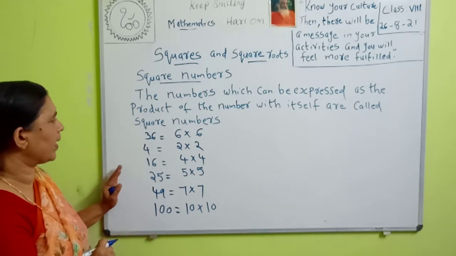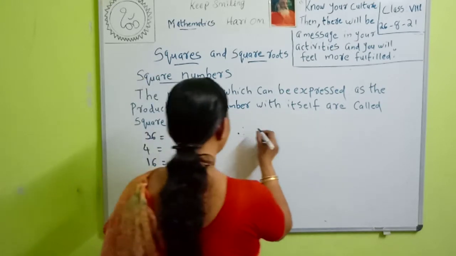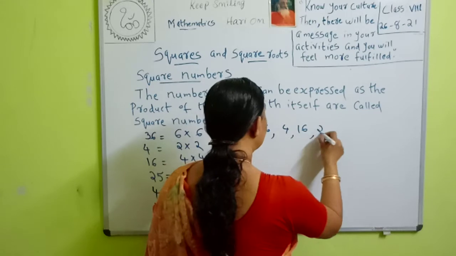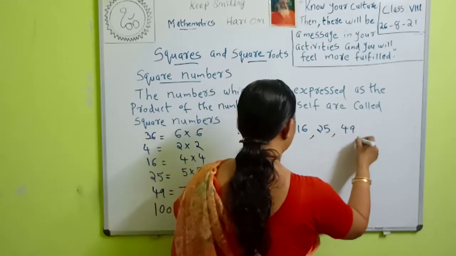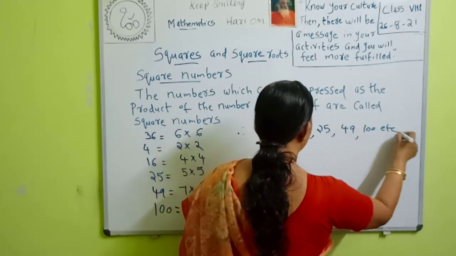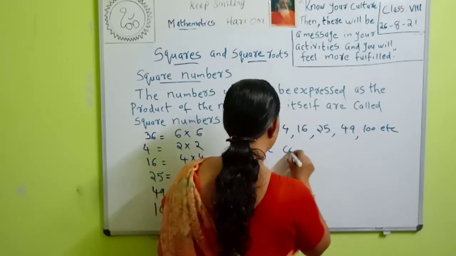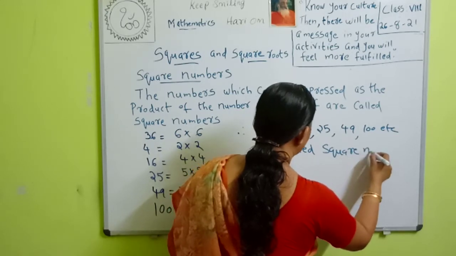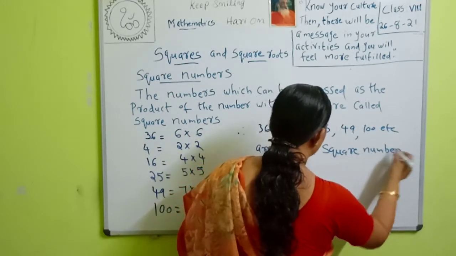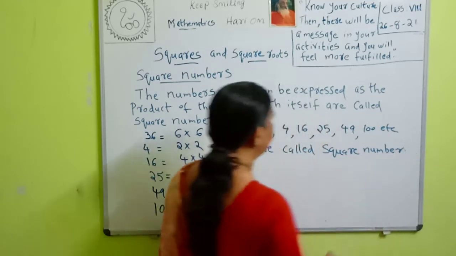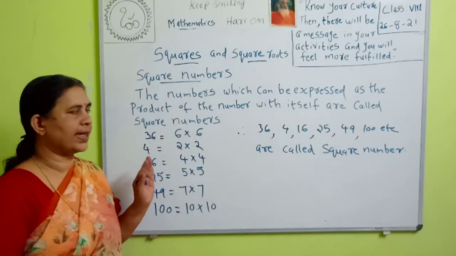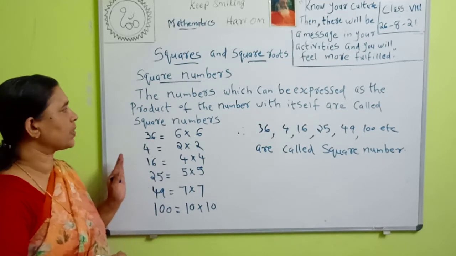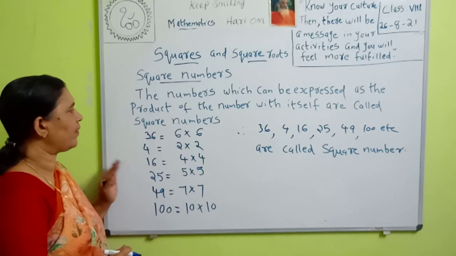These are called square numbers. So what is a square number? A square number is a number that can be expressed as the product of the number with itself. Those are called square numbers.